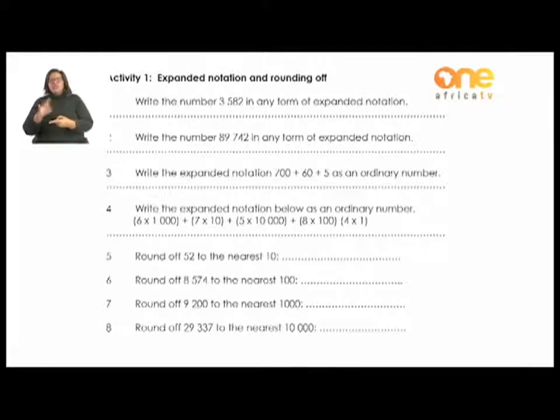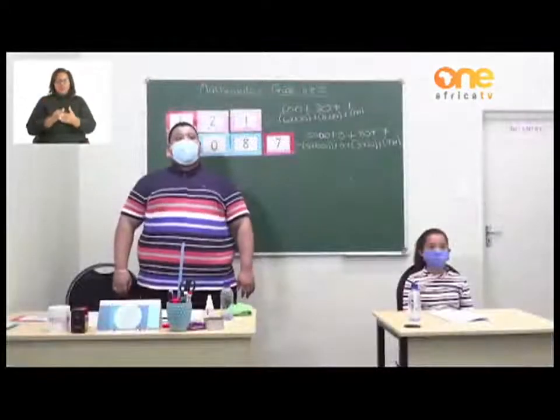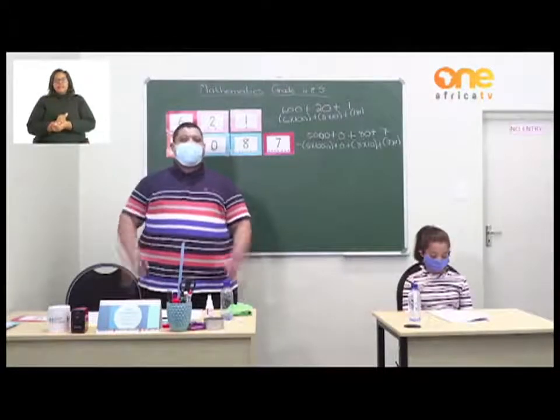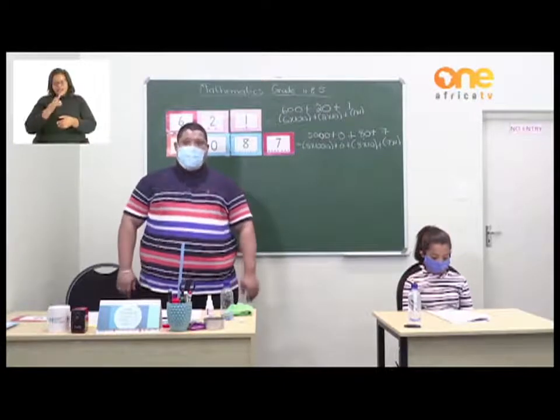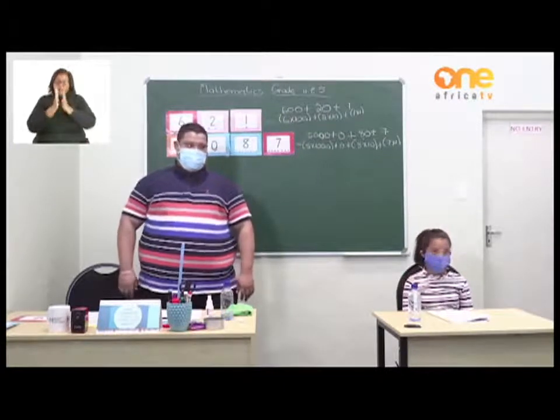Then we have rounding off. Round off 52 to the nearest 10. Round off 8,574 to the nearest 100. Round off 9,200 to the nearest 1,000. And round off 29,337 to the nearest 10,000. Boys and girls, the memo is on the next page, but first try to do it on your own before you look at your answers.